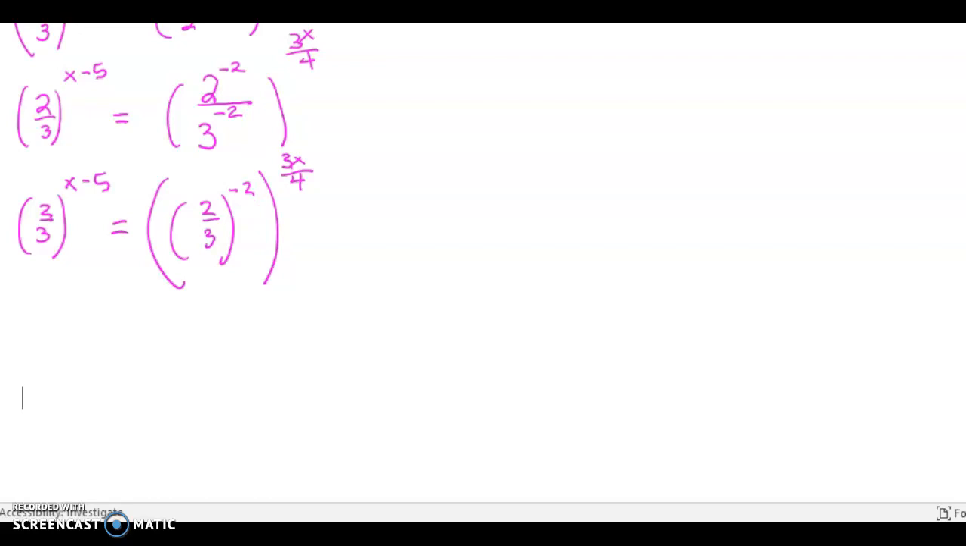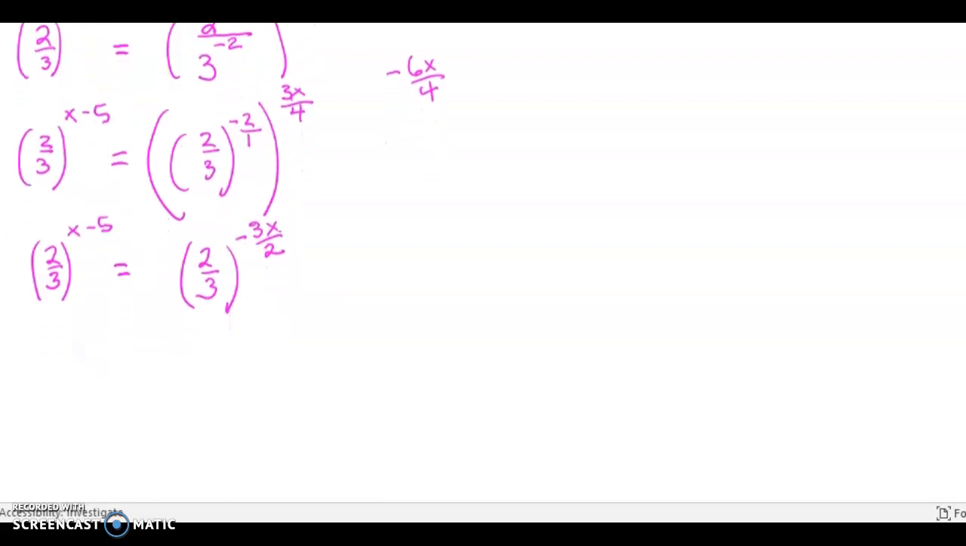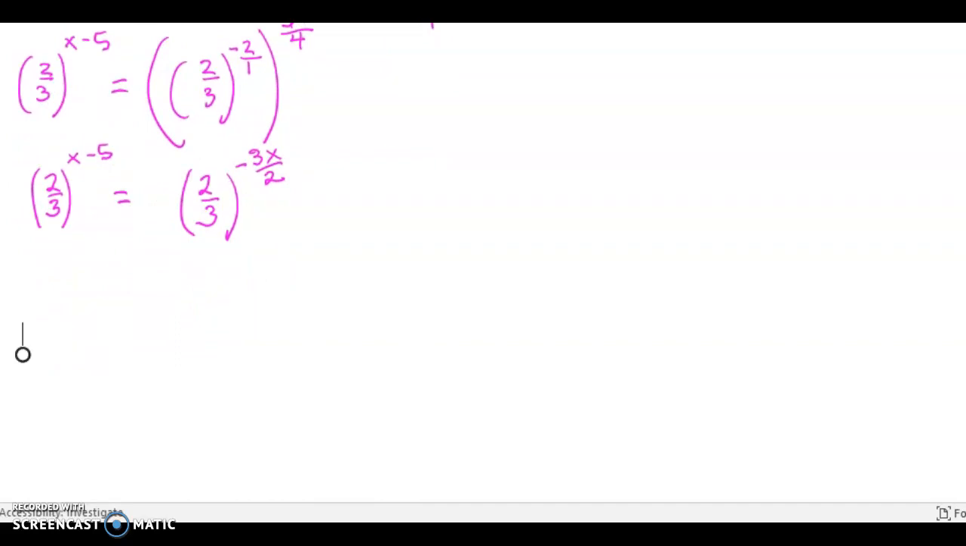So now what we want to do is recopy the left. It's just hanging out, chilling until the right side gets caught up. This would be 2/3. Now we have the same base. A power to a power, we multiply. That's negative 2 over 1 times 3x over 4. That would give me negative 6x over 4, which would be negative 3x over 2. Now that my bases are equal, I can set my powers equal to each other. This is called the 1-to-1 property.